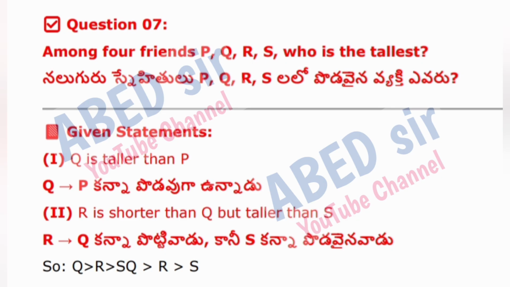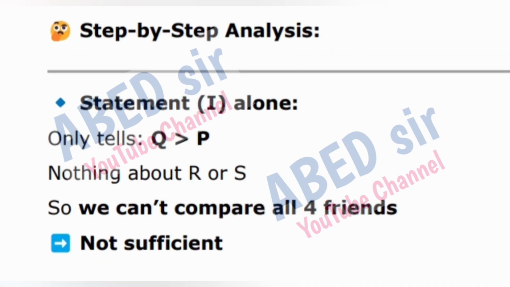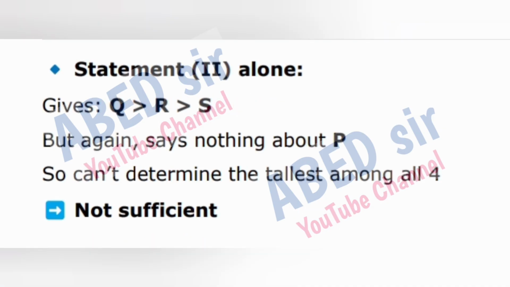Given statements. 1. Q is taller than P. 2. R is shorter than Q but taller than S. So, Q greater than R greater than S. Step-by-step analysis. Statement 1 alone only tells Q greater than P. Nothing about R or S. So we can't compare all 4 friends. Not sufficient. Statement 2 alone gives Q greater than R greater than S. But again, says nothing about P. So can't determine the tallest among all 4. Not sufficient.